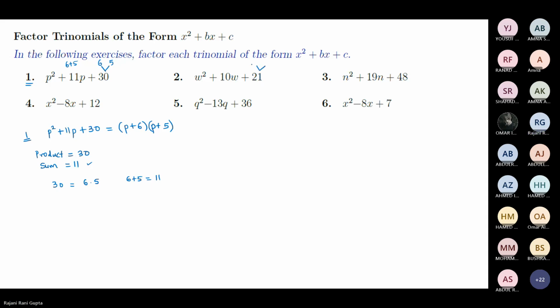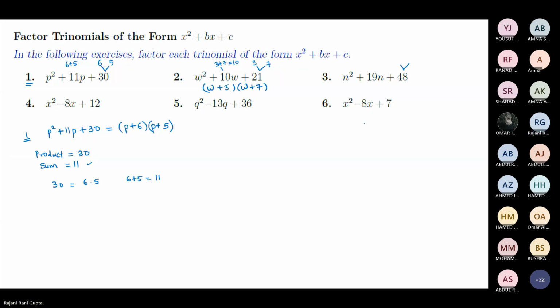21. What are the two numbers? How do you get 21? Which two numbers do you multiply? 3 and 7. To check, 3 plus 7 is 10. Okay, 10, perfect. So two brackets, and it's plus 3 plus 7.